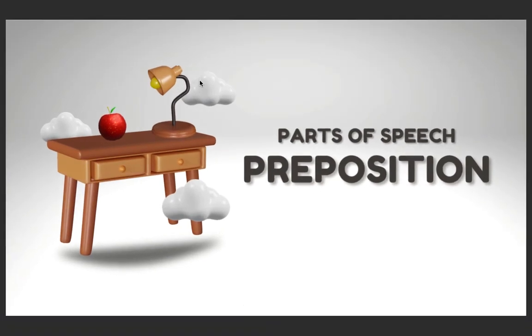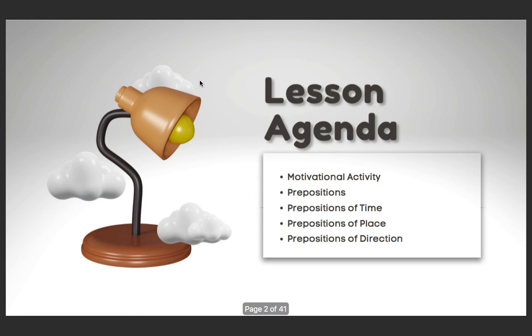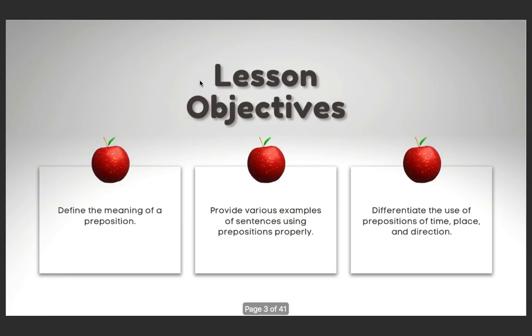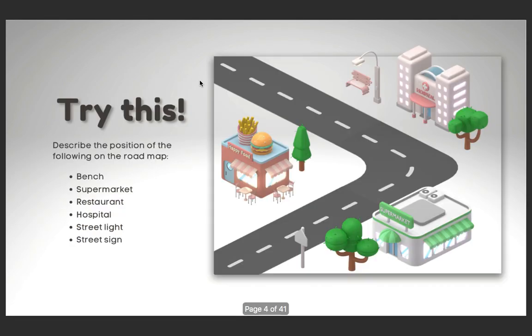Alright, so this is about parts of speech and prepositions. In the lesson agenda, we're going to see motivational activity, prepositions, prepositions of time, prepositions of place, prepositions of directions. The lesson objective here, the first one is to define the meaning of a preposition, provide various examples of sentences using prepositions properly, and differentiate the use of prepositions of time, place, and direction.